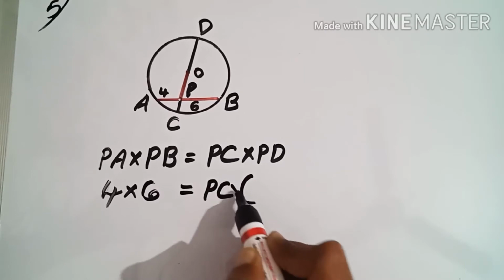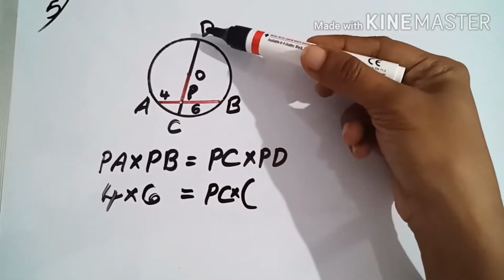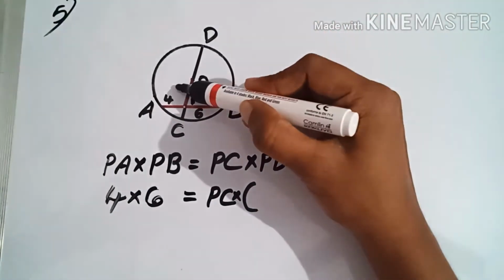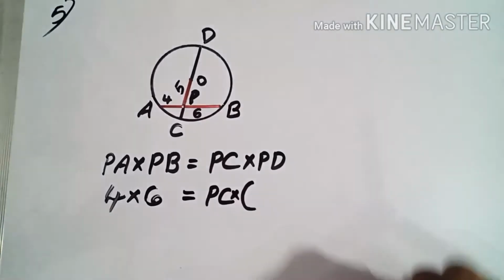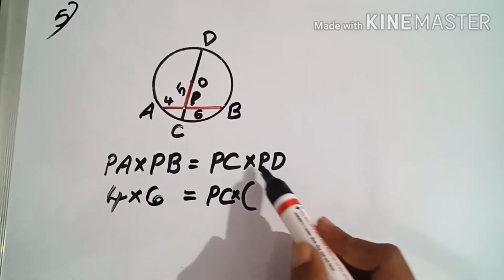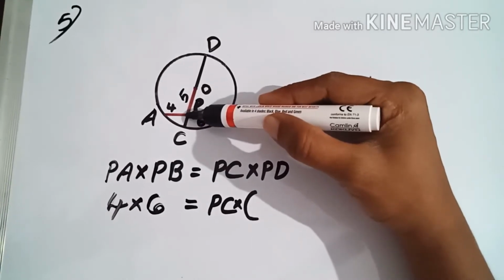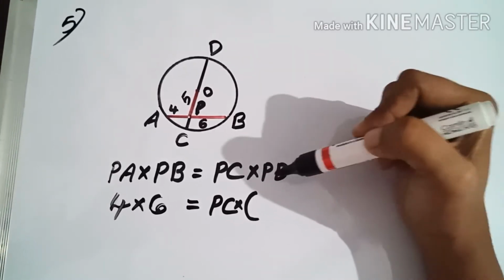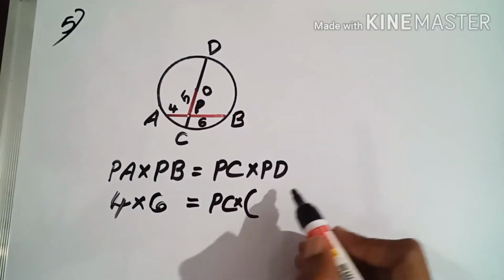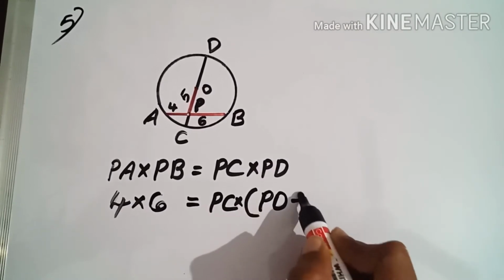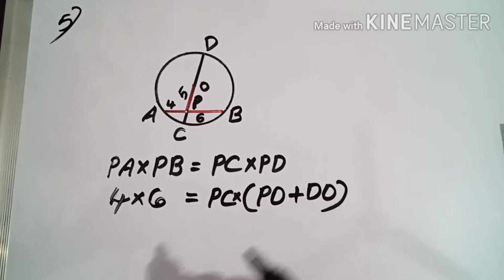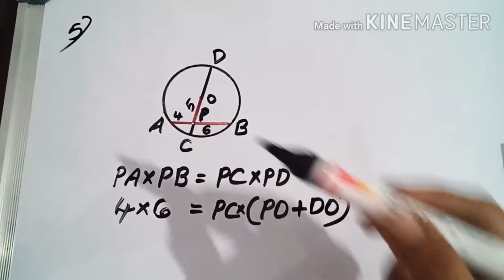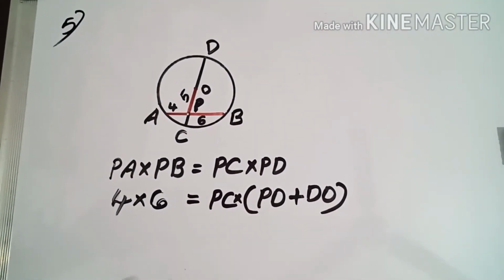This PD we can split. That means from the point P to this point, here OP measurement is also given in the question, that is 5 centimeter. Now let's divide this PD. From this P point to this D point we can divide into 2 parts, along with the radius. So here PD will be PO plus DO. PO is the 5 centimeter line, plus DO, the radius portion. When we add these two portions, we will get PD.